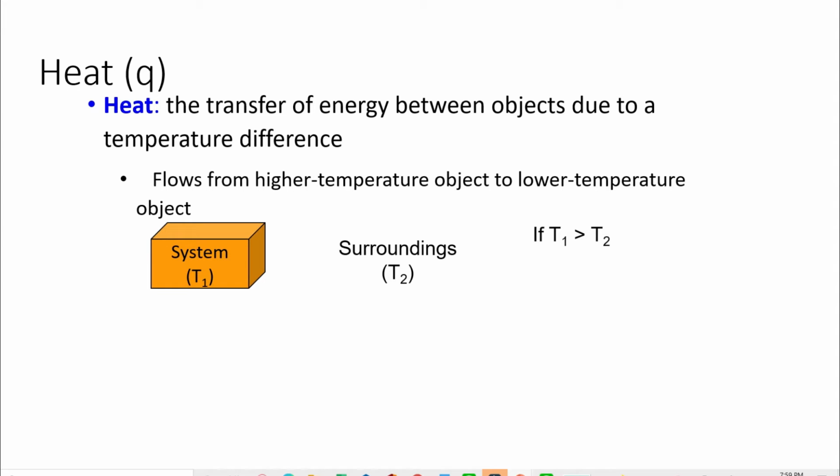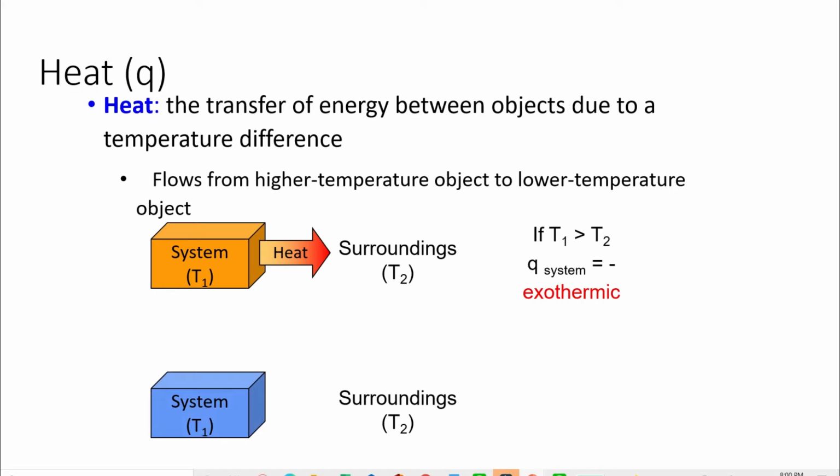Now, if system 1 is T1, like a square cube, and the surroundings around it is system 2, T2, if the cube's heat is higher than the surrounding heat, it's exothermic, meaning the heat will leave from the cube to its surroundings. It will give off heat. Exo means exit.